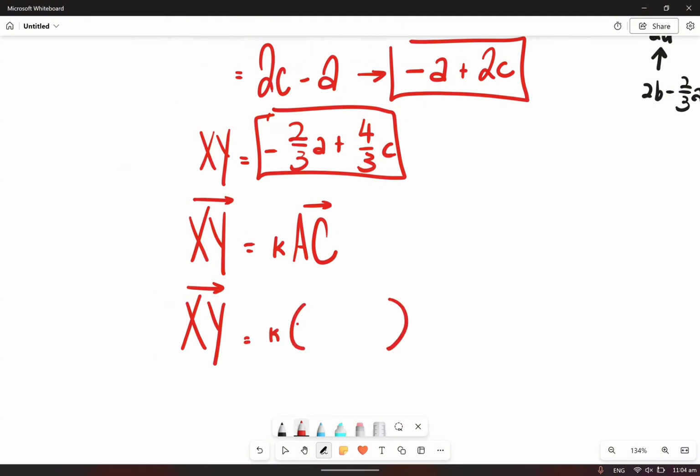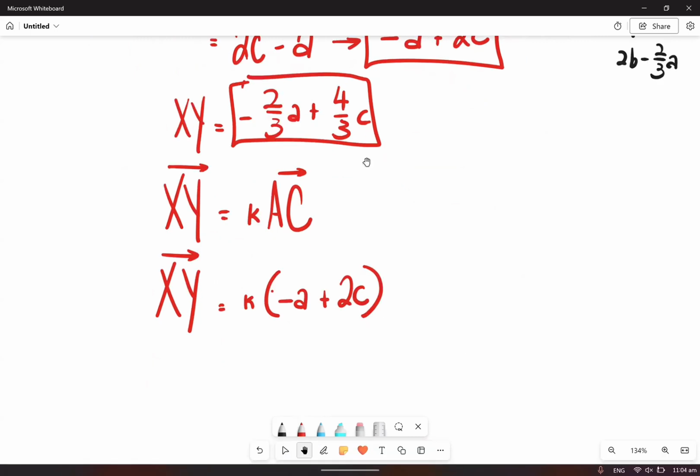I know that my AC is negative a plus 2c. True or not? Okay, you can just use one of it. I will just use c. I will ask myself, how do I get from 4 over 3 to 2? You get what I'm trying to say?